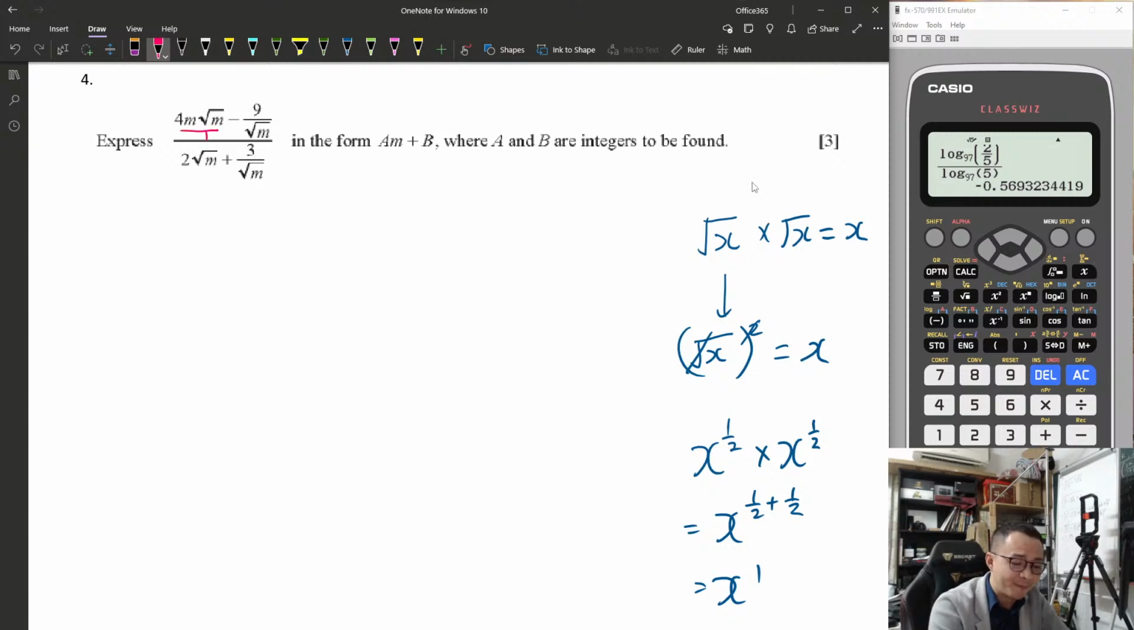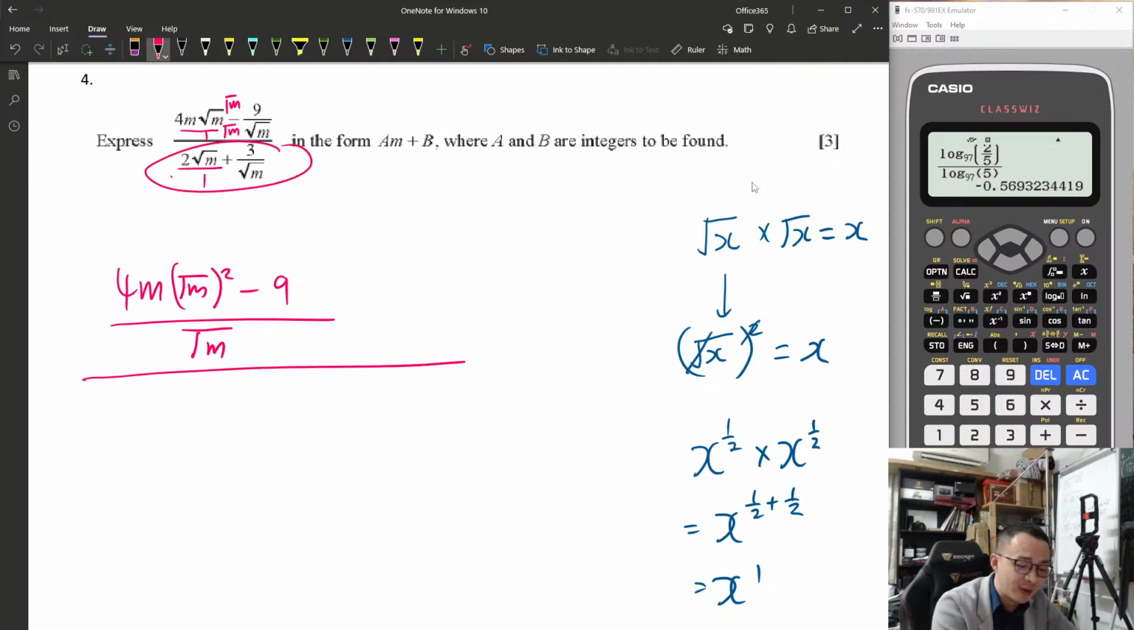Okay, this is over 1. This is over 1. First thing is, for the numerator, which is the expression on the top, I want to make sure they have the same denominator. Because the denominator is 1 and square root m, right? So definitely the easiest way is I multiply square root m here, multiply square root m here. So I have something like this: 4m square root m square minus 9 over square root m. Because both have the same denominator, the bottom I will do the same thing also. Multiply square root m, multiply square root m. Then I have 2 square root m square plus 3 over square root m.